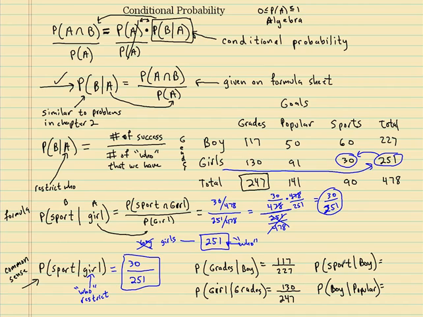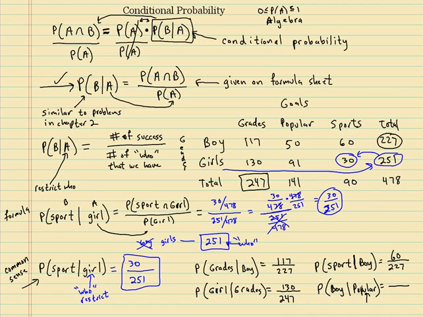What's the probability you signed up because of sports given you were a boy? Okay, given you were a boy. So how many boys do we have? 227. Okay? Out of these 227, how many signed up for sports? 60.